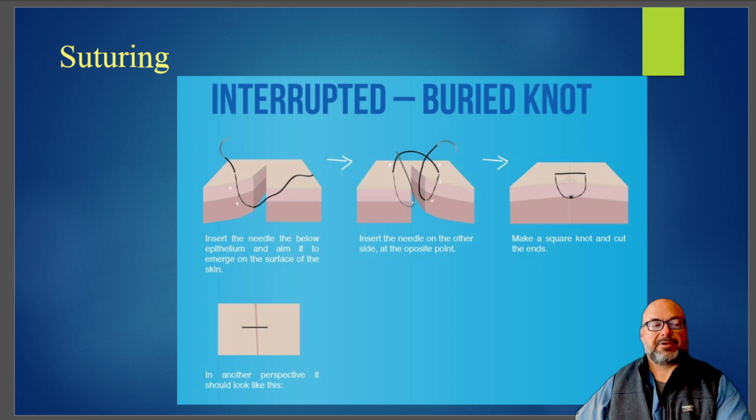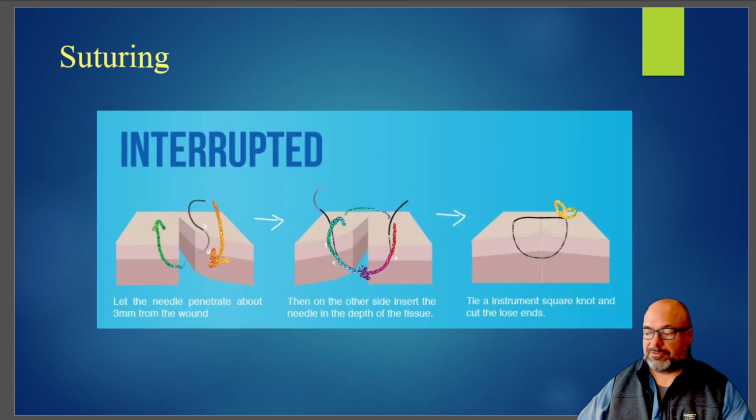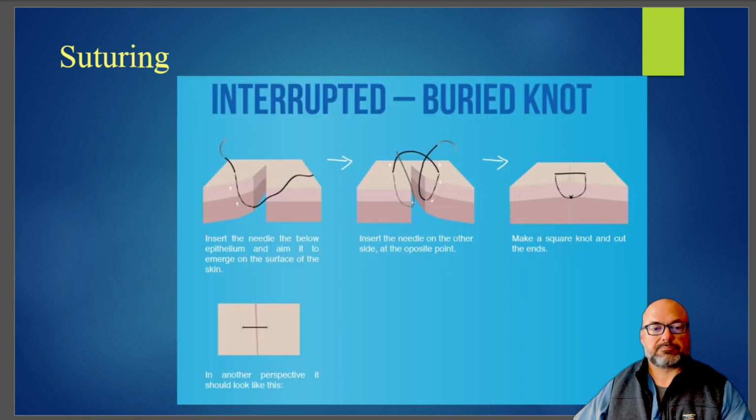Now, we're going to talk about burying the knot, which we do relatively infrequently, but there are a couple of scenarios where it's helpful. So if you come back and look at our typical interrupted suture, what we've done is we've started on, so to speak, the outside. So you're going out to in, and then in to out, and then the knot gets tied up on top of the skin, whatever the layer is.